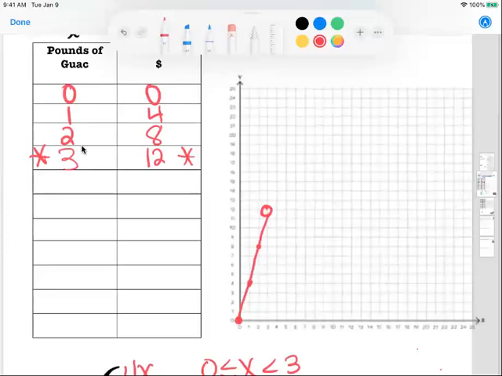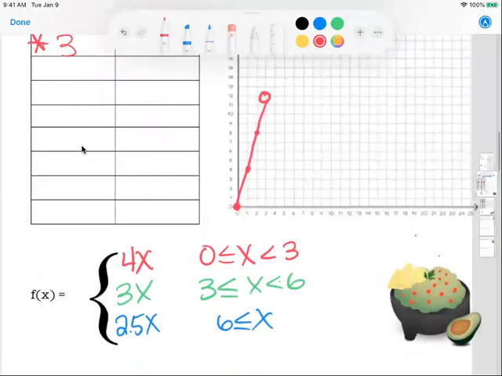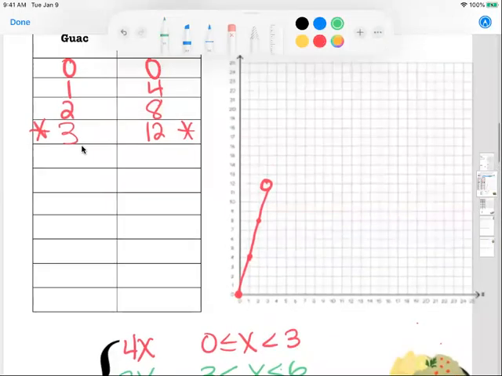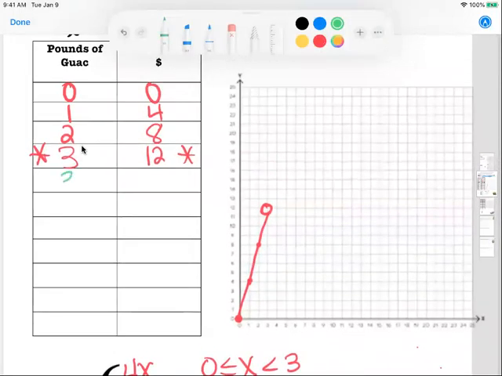open circle there. All right, now I'm going to start with the second part of my piecewise function. So the next component, remember, is 3x, so $3 per pound. So now if I did buy 3 pounds, I would actually only be charged 3 times 3, $9. So at 3, I'm going to go up to 9, and I'm going to fill that in as a closed circle. Make it a little bigger, the ending x points in each of our subfunctions.